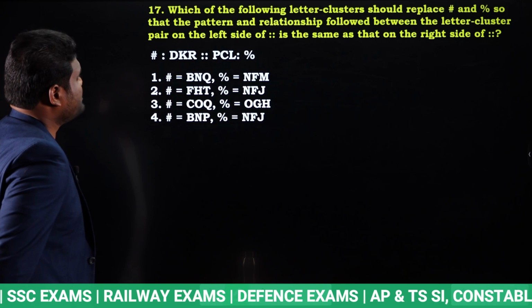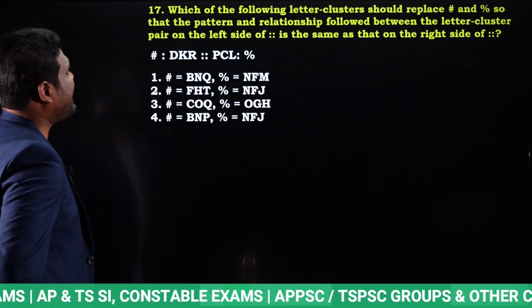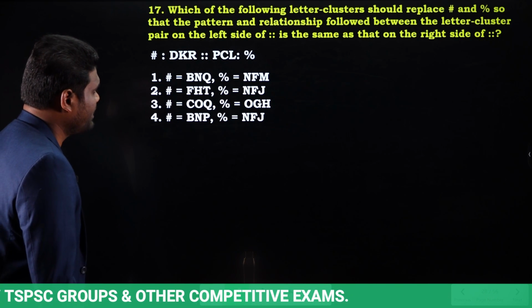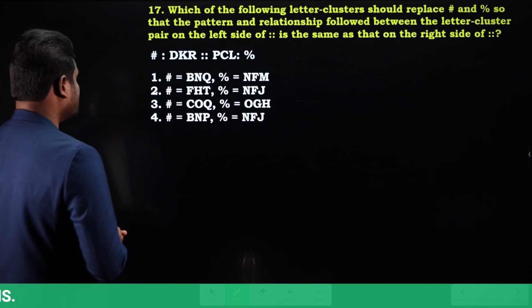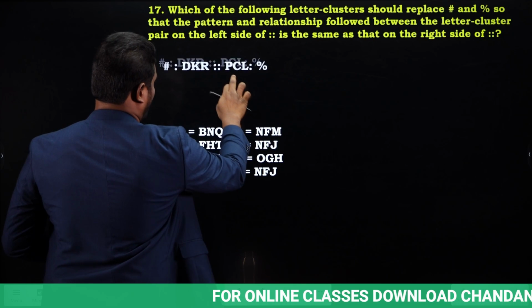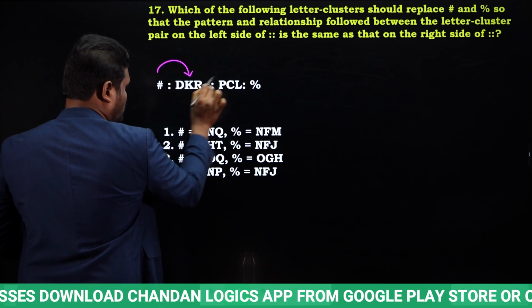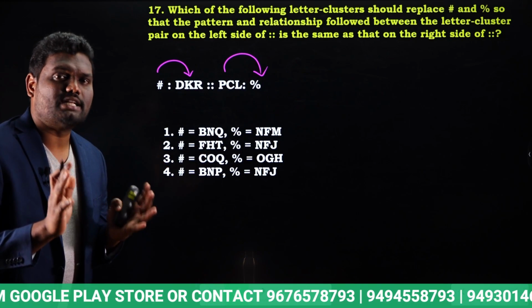Next question. Which of the following letter clusters should replace hash and percentage so that the pattern and relationship followed between the letter cluster pair on the left side of the symbol is the same as on the right side of the symbol? According to this question, they are asking whatever the relation is between these two, the same relation should be there here also. Now, which option is going to satisfy that condition?